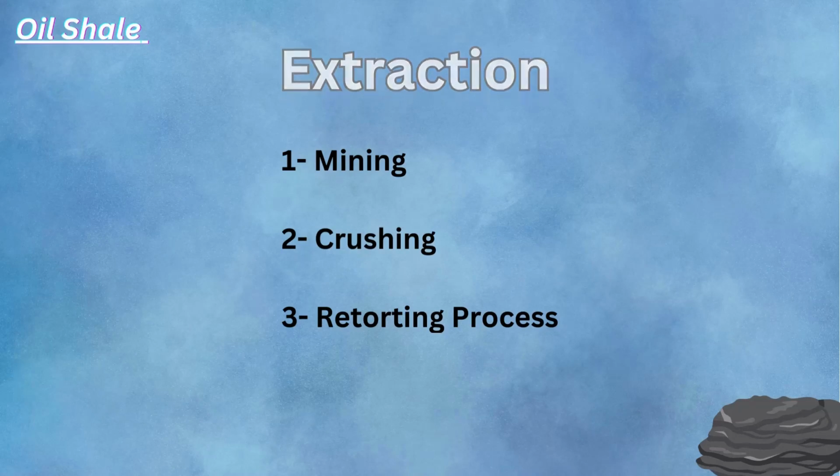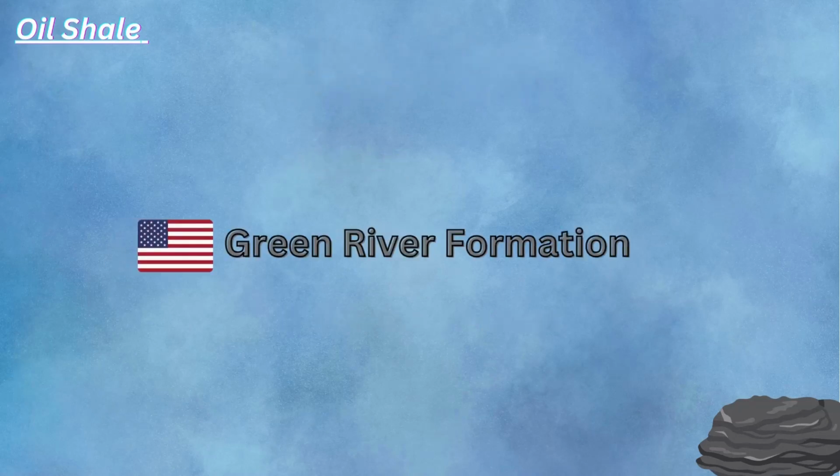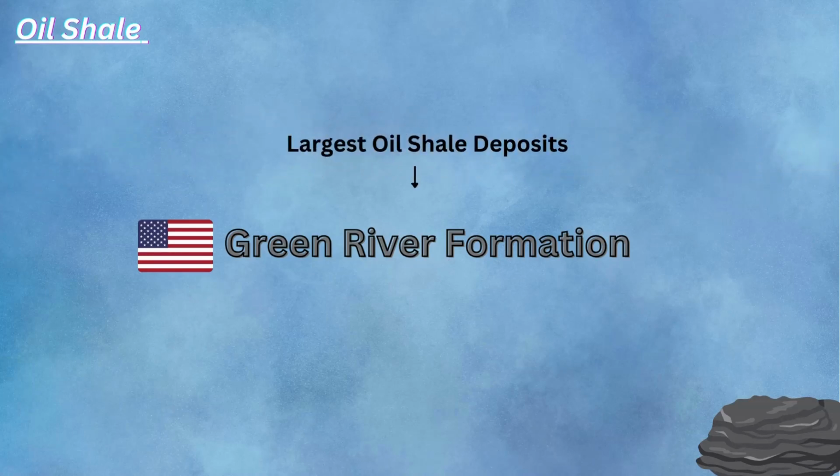Oil shale deposits are found in various parts of the world, including the Green River Formation in the western United States, which is estimated to contain the largest known oil shale deposits in the world. Countries like Estonia and China also have significant oil shale resources that they've explored for energy production.